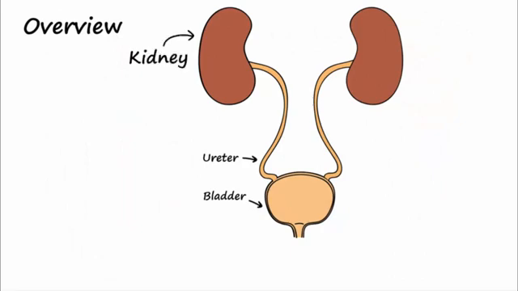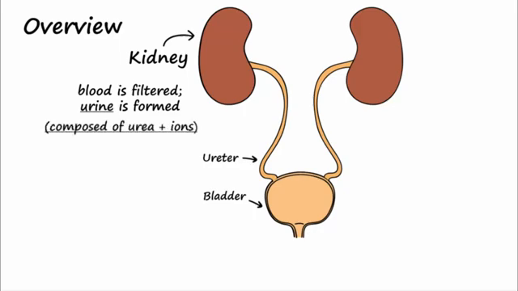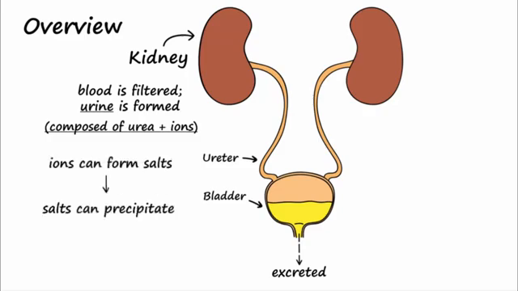Remember that the kidneys are vital organs which filter the blood and produce urine. Urine is composed of water, urea, and excess ions. It leaves the kidney via the ureter and is stored in the bladder until it is eventually excreted. Because urine contains ions that can form salts, these salts can crystallize and form into what are referred to as stones or calculi, which can then obstruct components of the urinary system.